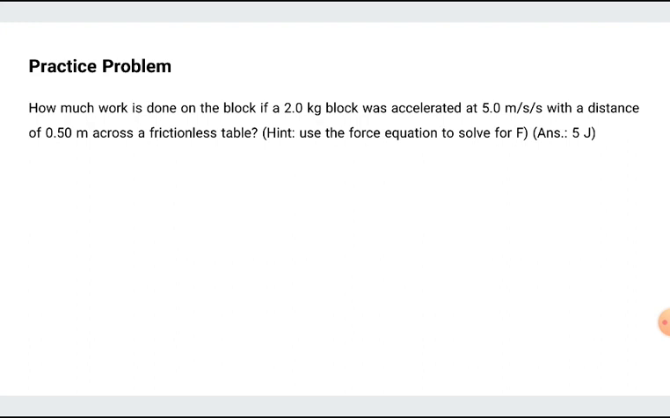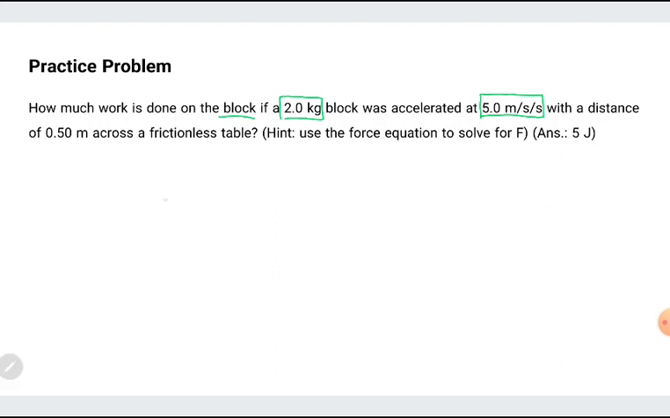On question number 2, we are still asked about work. This time, the object of interest is a block which has a mass of 2.0 kilograms, or 2 kilograms, and it was accelerated at 5 meters per second squared. We are given acceleration with a distance of 0.5 meters, so that's our displacement, across a frictionless table. We are given a hint here. We have to use the force equation to solve for F.